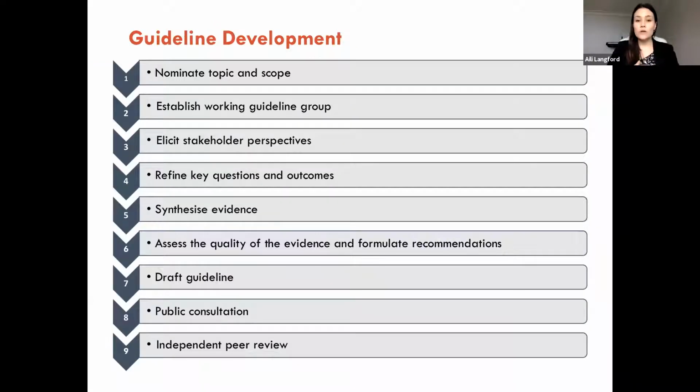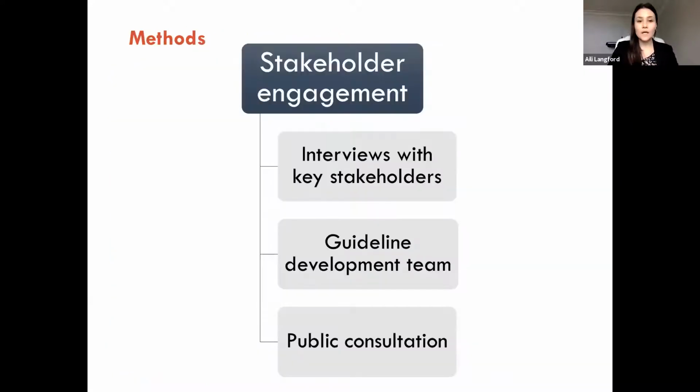So we followed these general steps of guideline development in accordance with the process of developing deprescribing guidelines. And I'm sure many of the steps seem familiar to you all because they probably reflect any type of guideline development process. But today I wanted to highlight some of the key areas where we engage stakeholders and our findings. So the 3 areas I wanted to highlight today was first of all our interviews with key stakeholders, secondly our guideline development team composition, and thirdly our planning for public consultation.